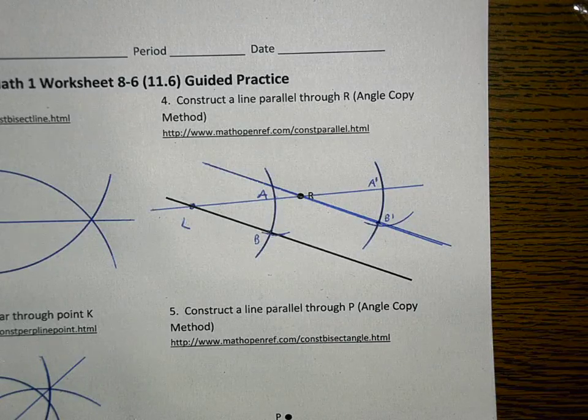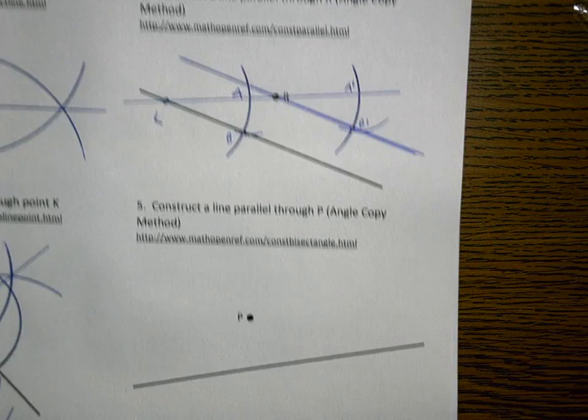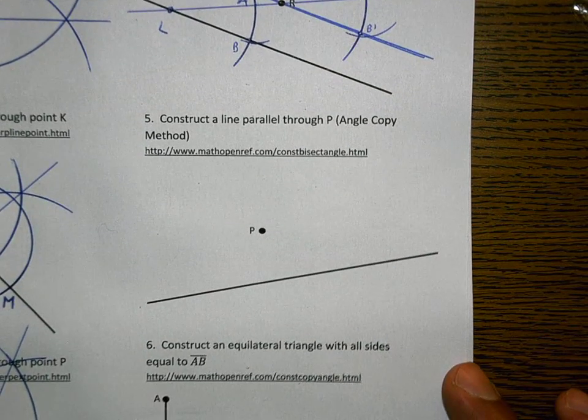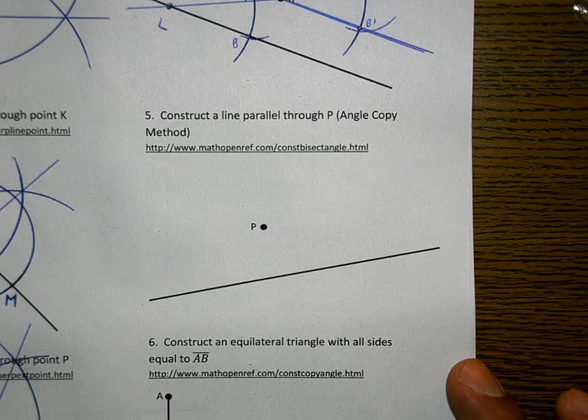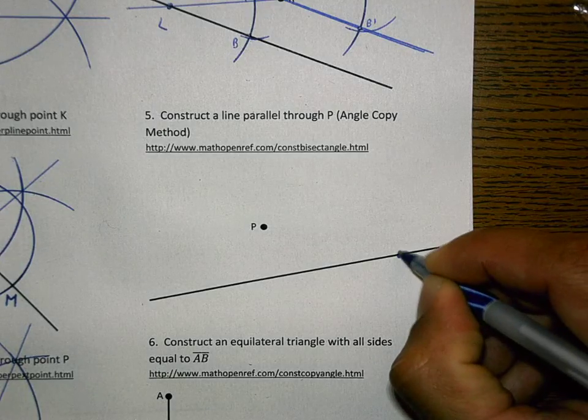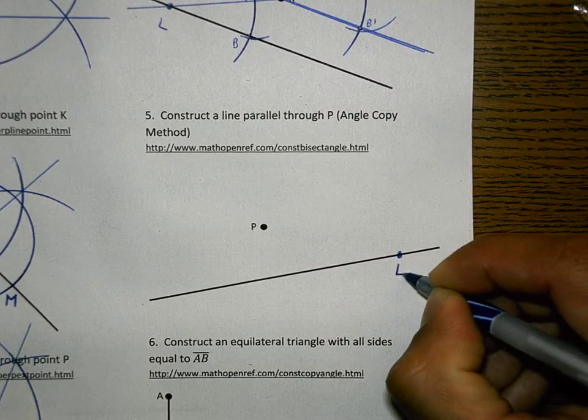I want to try that again. That's what number 5 is. Number 5 is construct a line parallel through P with the angle copy method. So we just pick a point. Doesn't matter what your point is. I'm going to pick L.